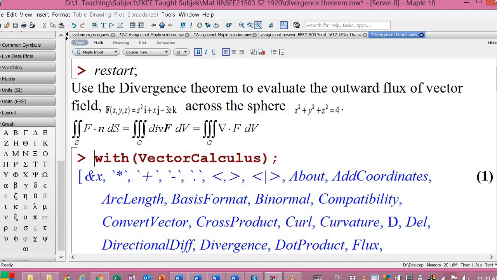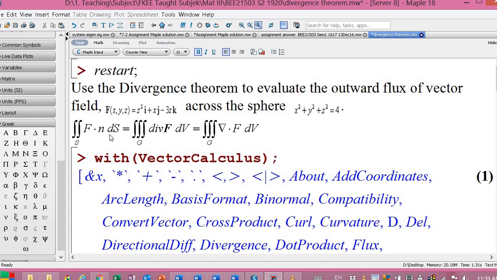The problem is, the example: use the divergence theorem to evaluate the outward flux of the vector field F(x,y,z) equal to z squared i plus x j minus 3z k across the sphere x squared plus y squared plus z squared equal to 4. As you have learned, the flux is actually given by the surface integral of F dot n dS.